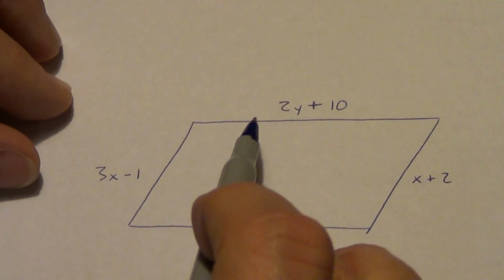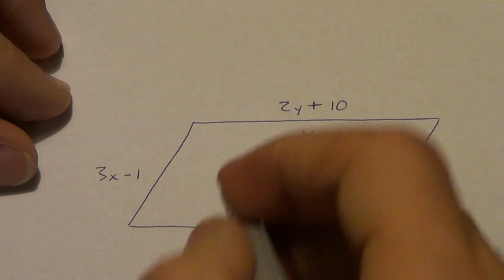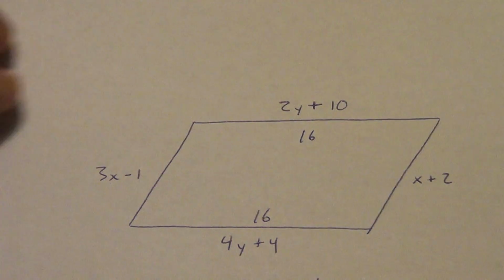Come back up here. 2 times 3 is 6. 6 plus 10 is 16. 4 times 3 is 12. 12 plus 4 is 16. It makes sense. All right, let's do the other one.